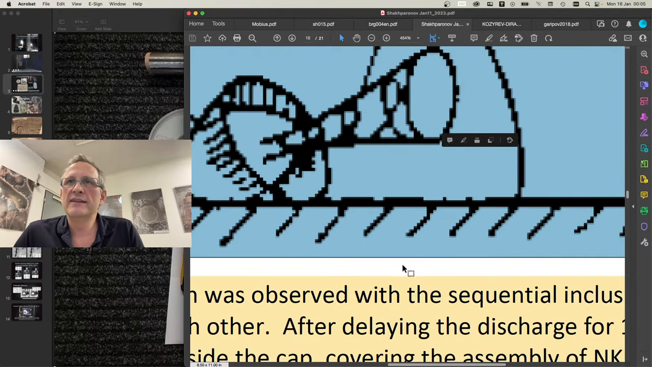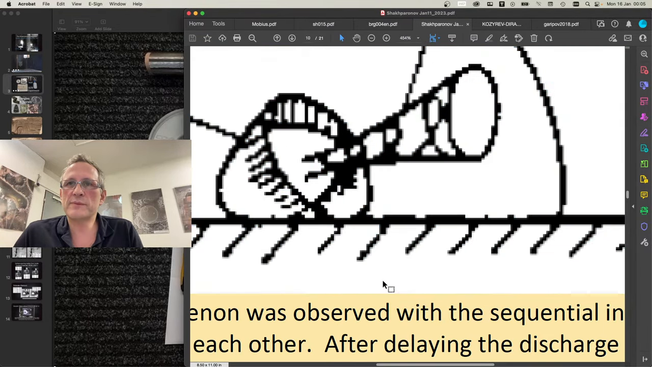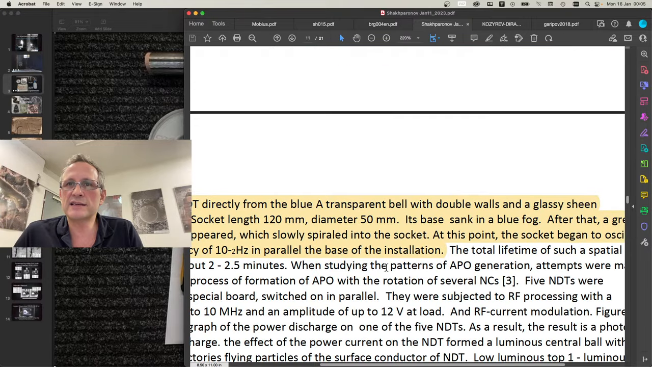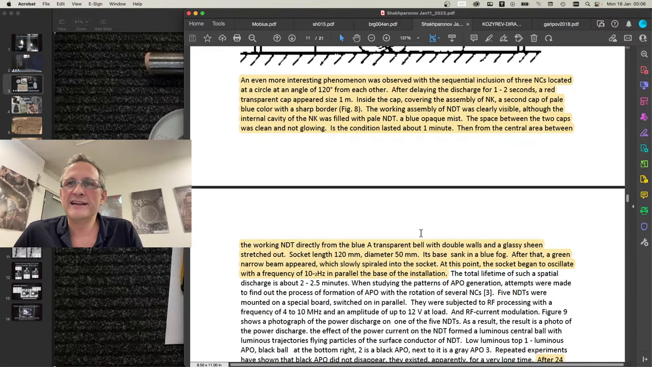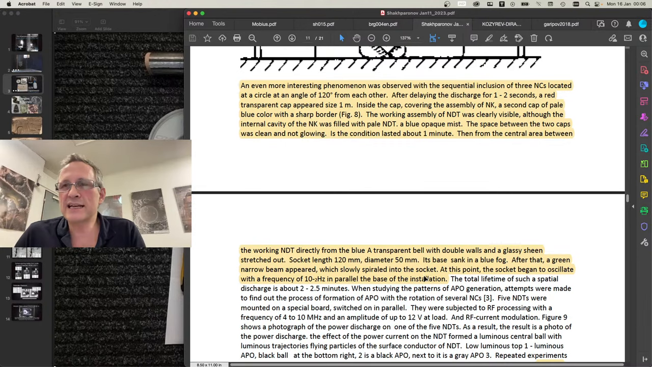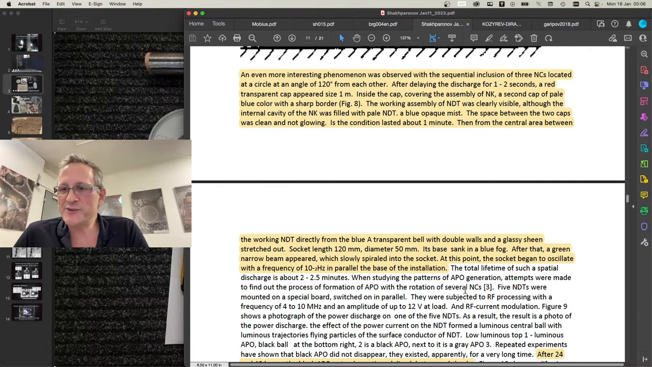So, this is, how should we put this? This is utterly crazy. It has 120 millimeters here, 50 millimeters here, and this is a spiral green thing going into the center here, okay? And like I say, this would really, really look like magic. Yes, Gordon, sheet lightning.